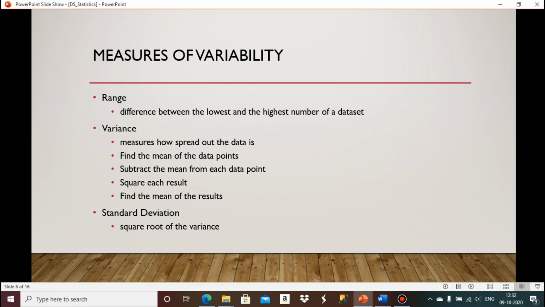Okay, so this is the first part on statistics, and we'll continue in the next session on the other topics that we have to cover as part of statistics for data science. Okay, so for now we'll close it here.